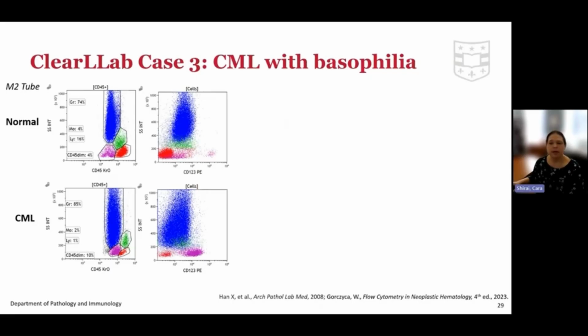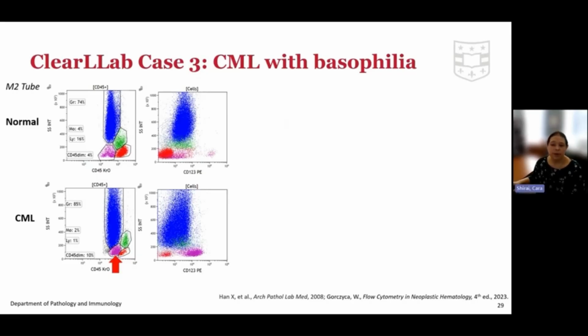Myeloproliferative neoplasms can have more subtle findings in flow cytometry testing when compared to other myeloid neoplasms like MDS or AML. When viewing the CD45 by side scatter plot of this patient's bone marrow compared to normal, we note an increase in granulocytes relative to other cell lineages, which is a common finding in CML. We also note that there is an expanded CD45 dim, low side scatter gated population that is 10% of total cells.